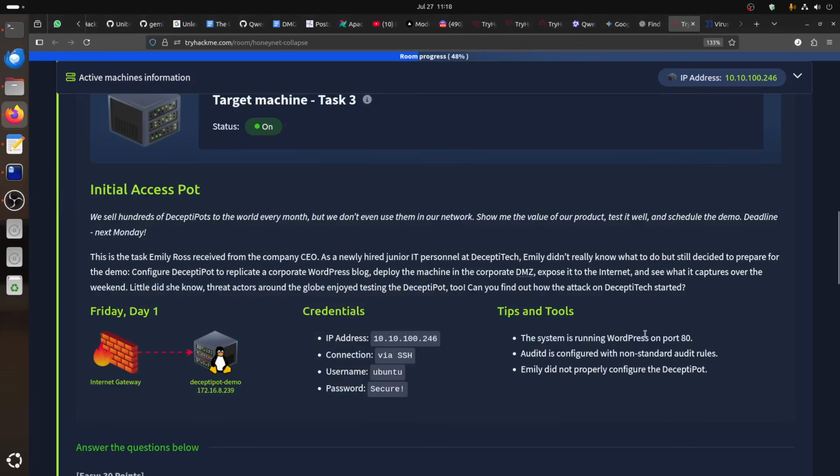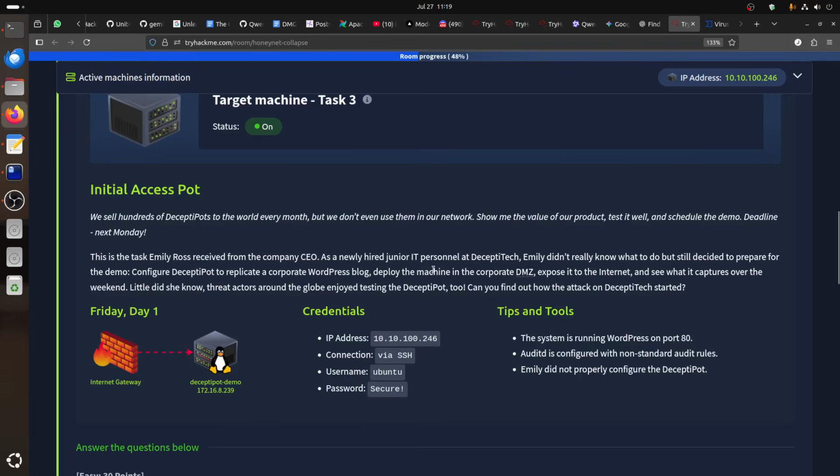We sell hundreds of DeceptiPots around the world every month, but we don't even use them in our network. Show me the value of our product, test it well, and schedule the demo deadline next Monday. This is the task Emily Rose received from the company CEO.